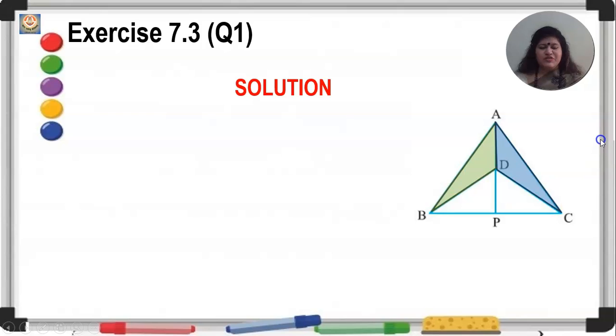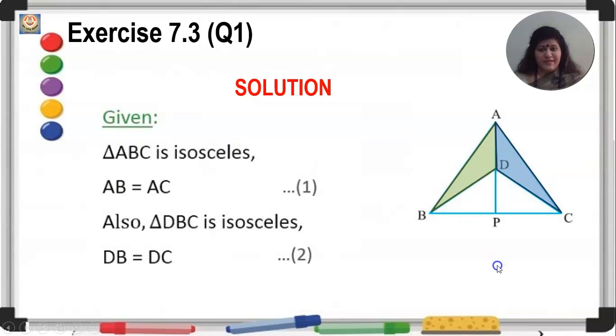So we take the complete triangle and I am mentioning what all is given. It is given that ABC is an isosceles triangle, and therefore you know that AB is equal to AC. You could put it as 1, and BD is equal to DC. You could number it as 2. But this is not required. Numbering these 2 is not mandatory at all. Okay. Now let us begin with the proof.